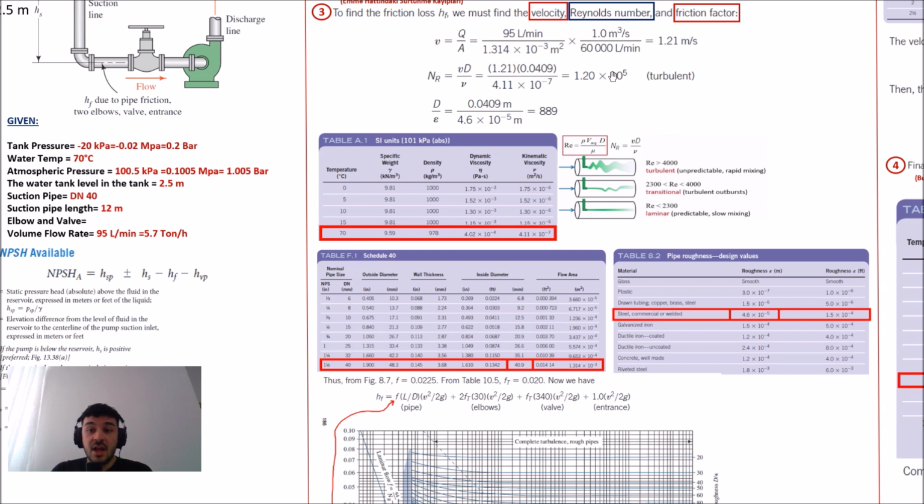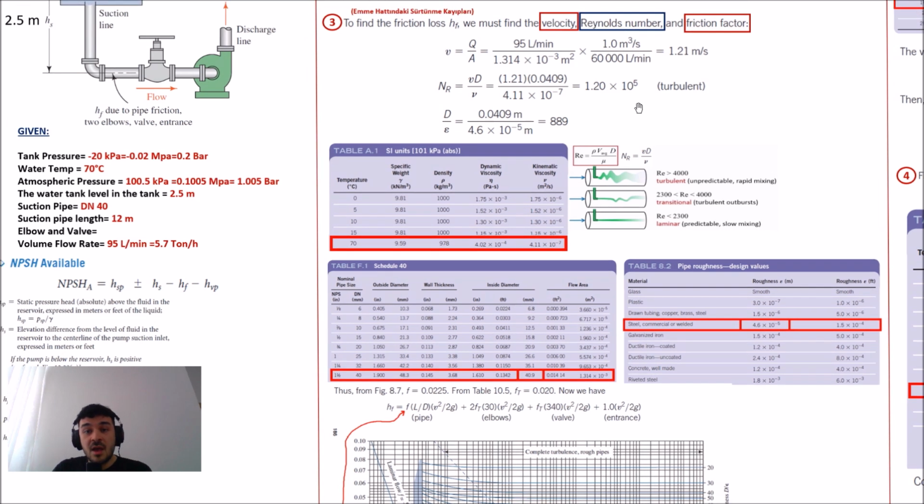And if your Reynolds number is between 2300 and 4000, this is transitional flow. And if your Reynolds number is lower than 2300, this is laminar flow. We will say this. And then after this, you have to know this ratio.